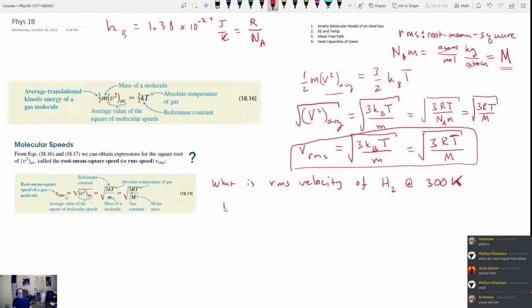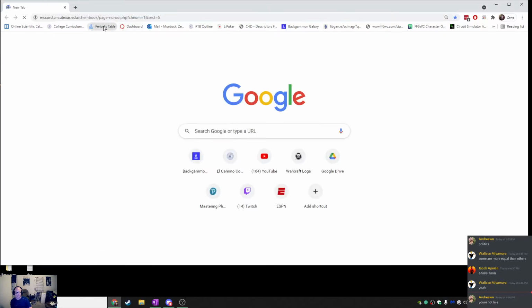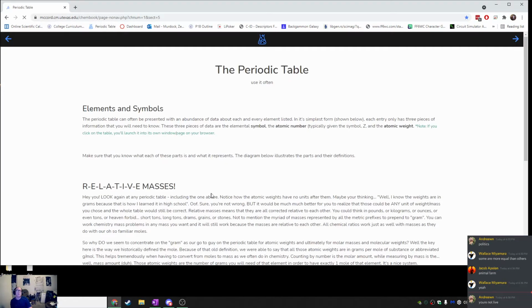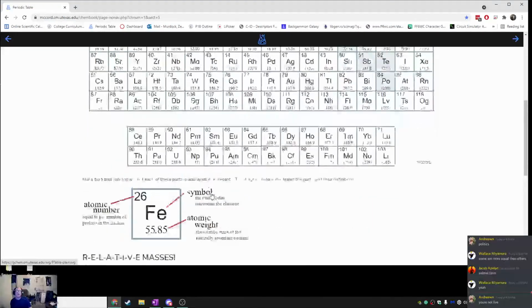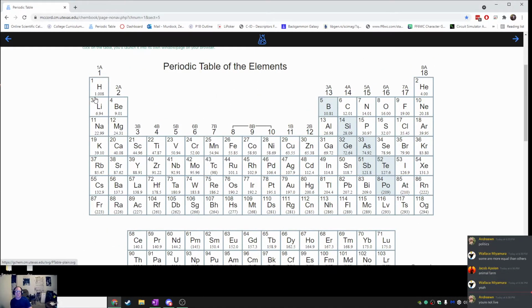So a couple things that we need. We know the temperature, 300 K. We know R, which is 8.31 joules per mole Kelvin. And now we need molar mass. So to find the molar mass of H2, we're going to go to the periodic table. There it is. And we're going to look at H. And we see on this periodic table, H has a molar mass of 1.008.